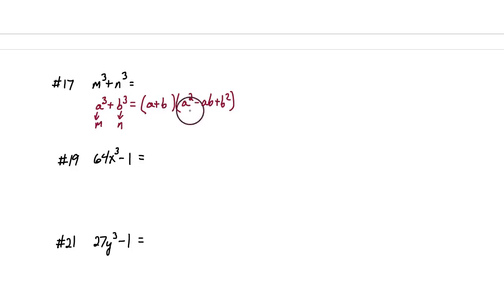But we follow this pattern and we simply fill in our m and our n wherever the a and the b are. So a smaller set of parentheses and then a longer set of parentheses. This is m plus n, and then m squared minus mn plus n squared.